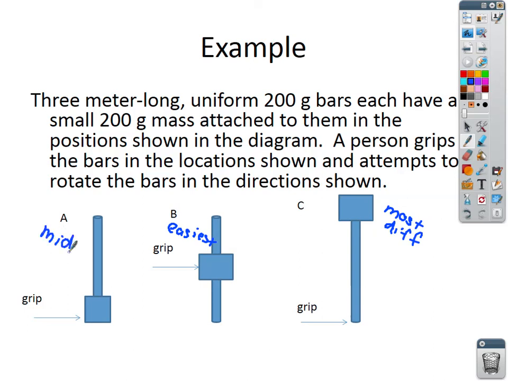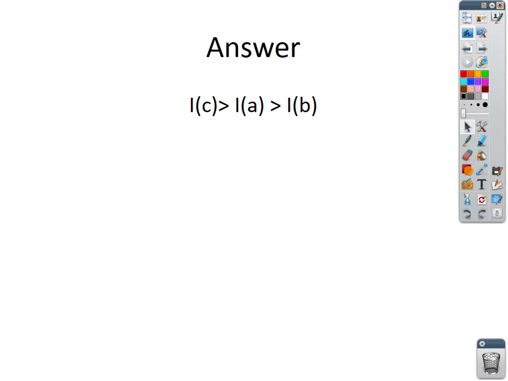So it says, person grips these, let's see, I don't even think I have an answer there. So it doesn't even say which way we're going to rank this. So this is either going to be C is more difficult than A, which is more difficult than B, or B is less difficult than A, is less difficult than C. I think it's going to be C, A, B is the way I want it set up. Yep, C, A, B. So most difficult to least difficult rotations. All right, so that's inertia.